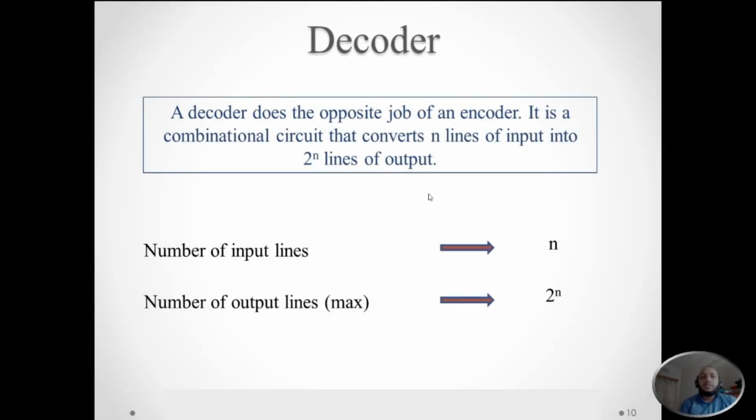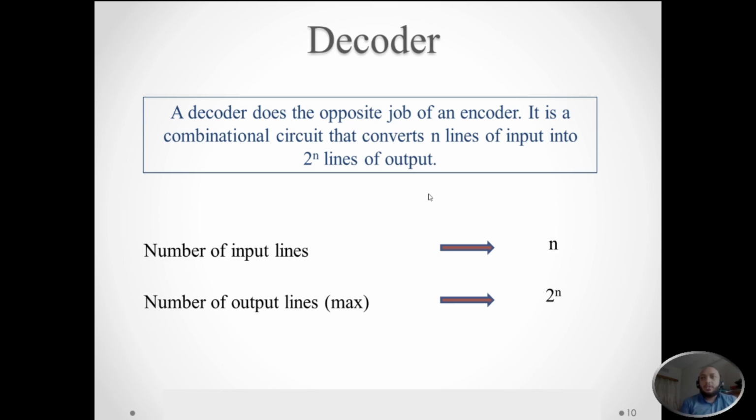Previously we discussed encoder and priority encoder. Now let's talk about decoder. So what is a decoder? A decoder is just the opposite of an encoder. It converts the computer's language into human language.